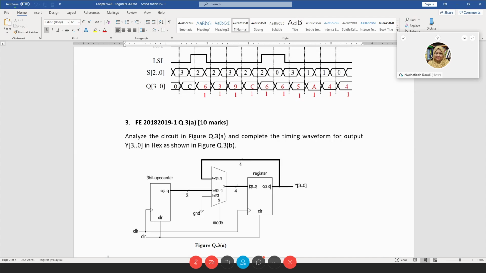This is an accumulator, but the trick during that exam is that your input has 4 bits. 3 bits are coming from the counter. The lowest bit is grounded. That means the lowest bit is always 0. Alright? So who is going to show me? This one?